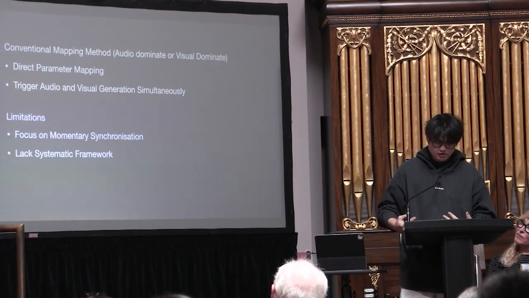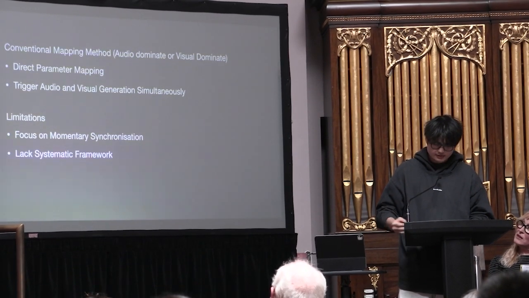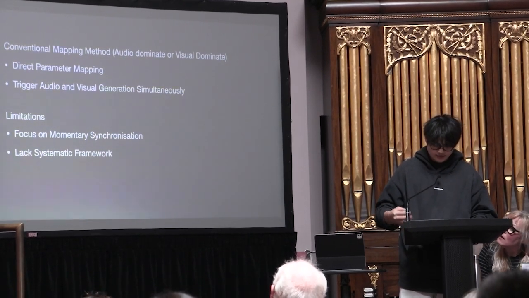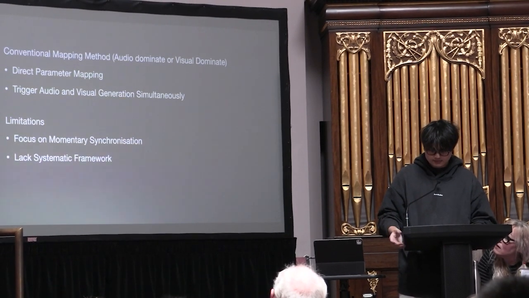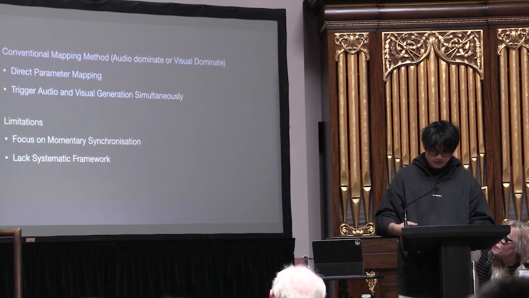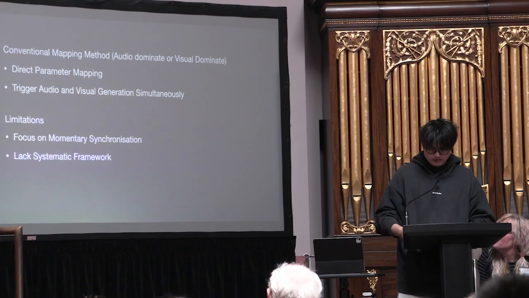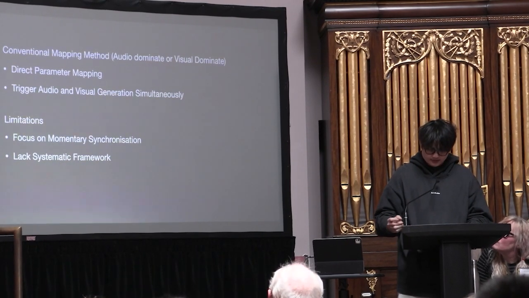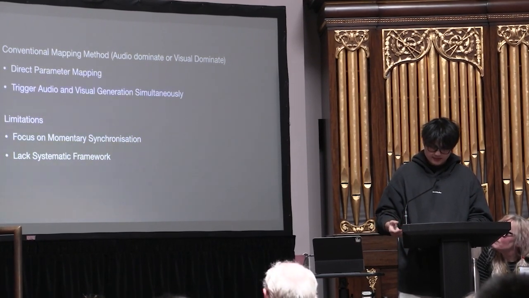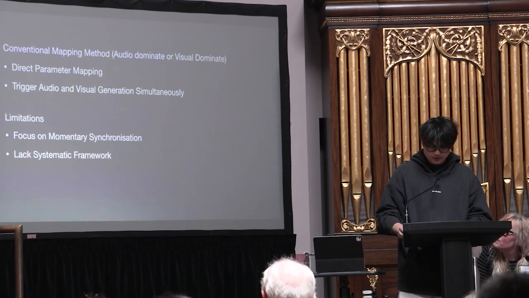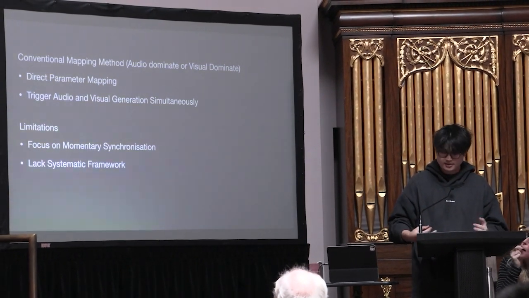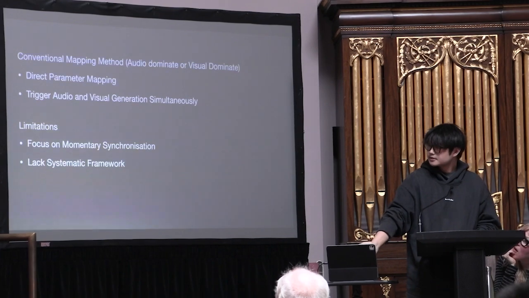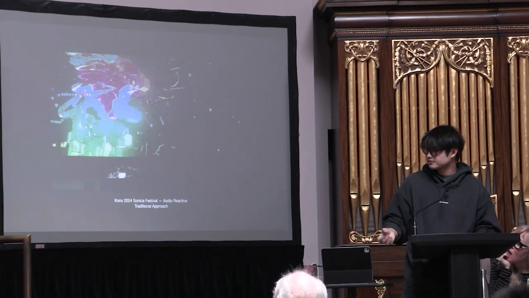So most conventional audiovisual composition approaches rely on direct parameter mapping. For instance, they often link frequency to color or brightness to volume, or use MIDI events to trigger audio and visual events at the same time. While these methods work well for real-time interaction, they lack a systematic framework to reinforce perceptual synchresis beyond this basic correspondence. So here are some examples.